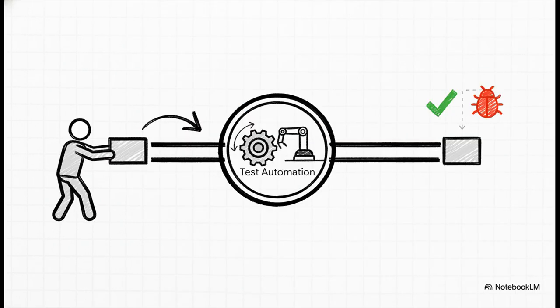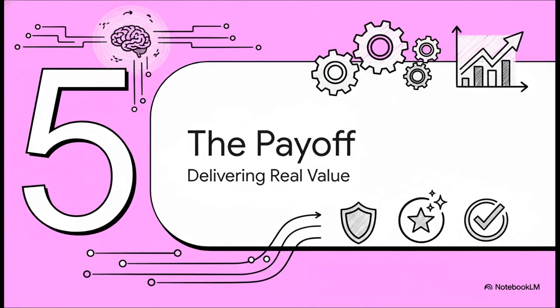And the rocket fuel for this speed? It's automation. In modern development, teams have these things called CI/CD pipelines that are constantly pushing out new code. This means the whole test execution phase can be fully automated. So every time a developer hits save on a piece of code, a whole battery of tests kicks off automatically. The team gets instant feedback. It's a game changer.